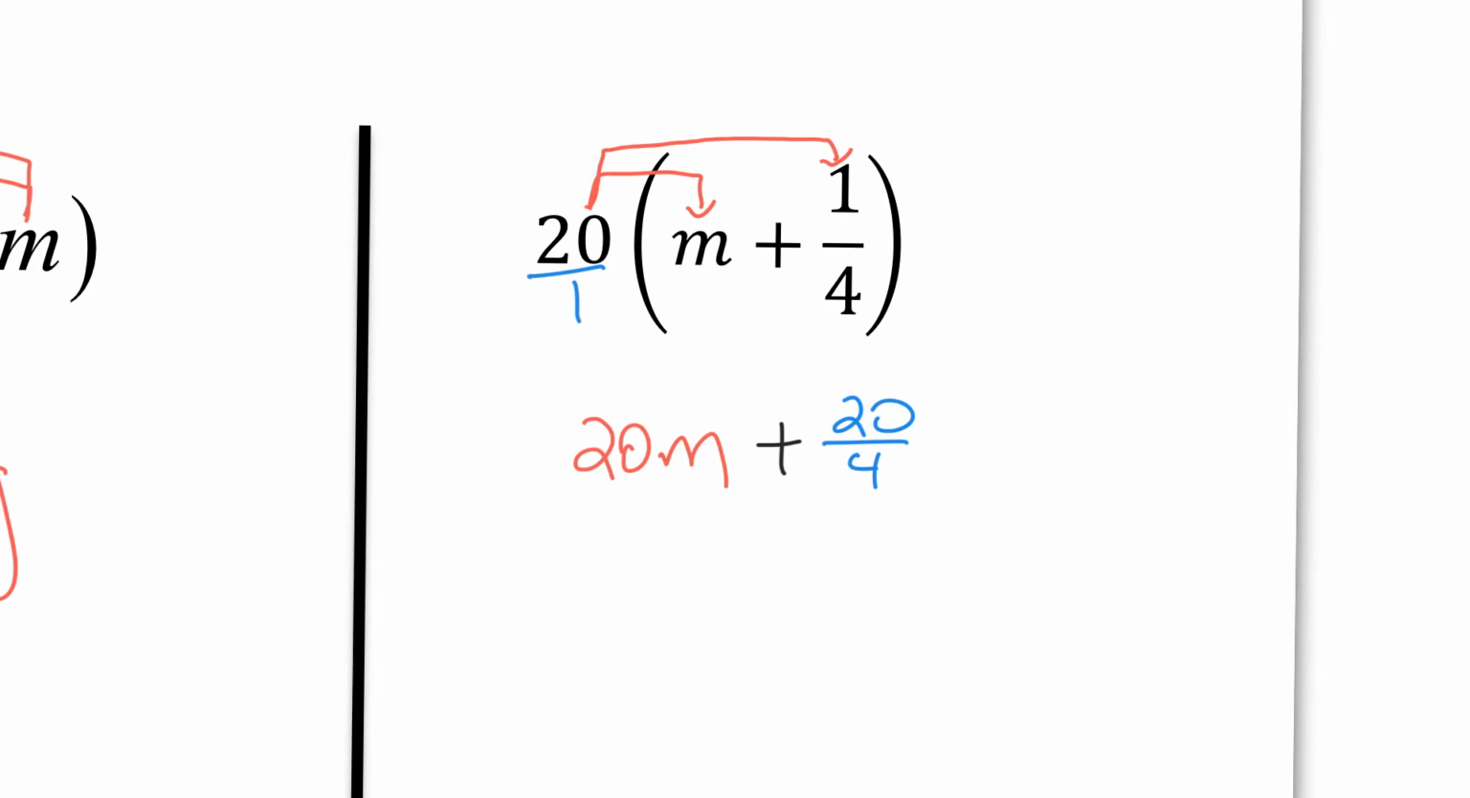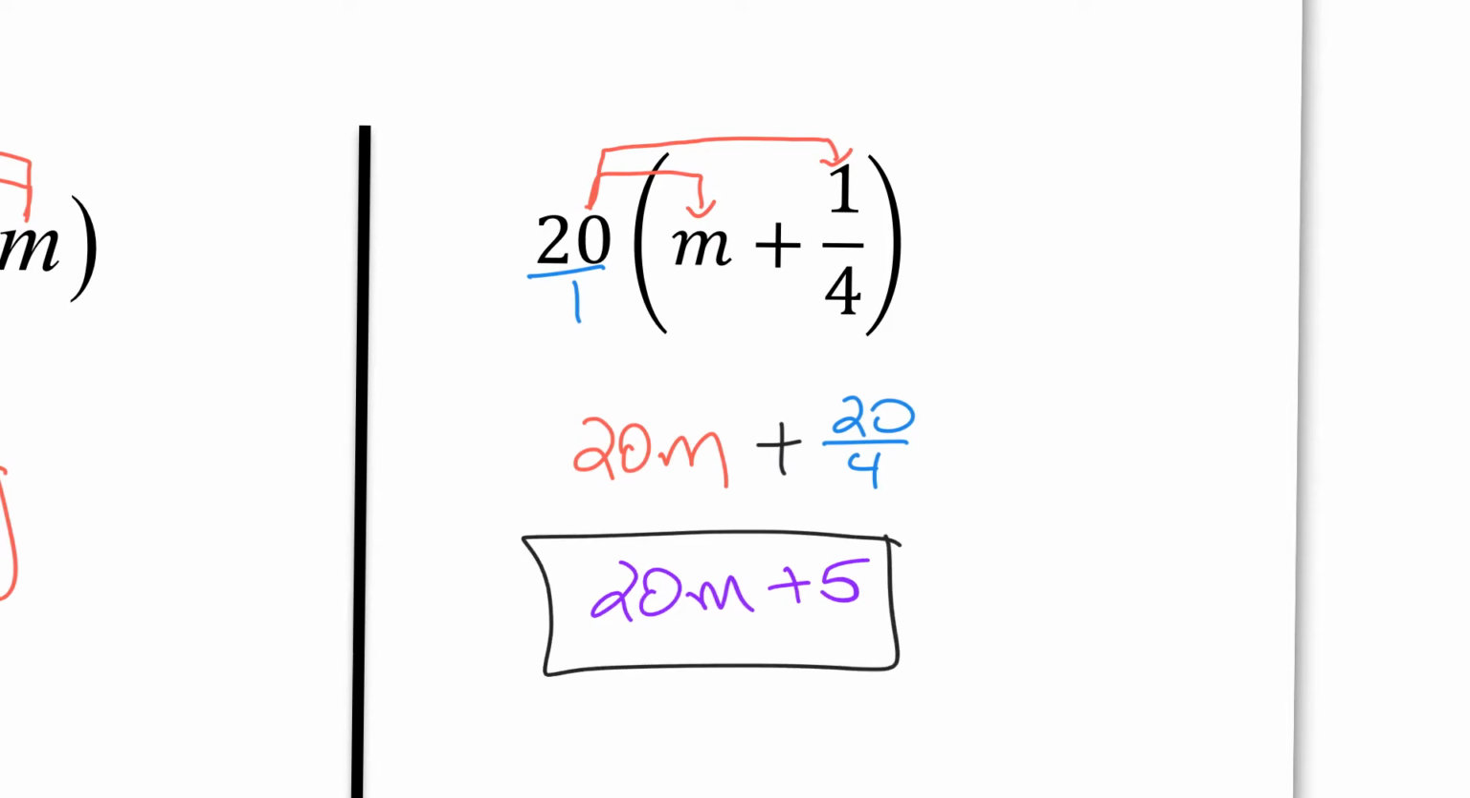20 divided by 4 is 5. So you guys can have your answer, 20m plus 5. And that's your simplest form. You guys want to simplify all the way until you guys cannot do anything else. So if you can reduce fractions, you guys have to. 20 over 4 is 5. 20m, well, that stays the same.